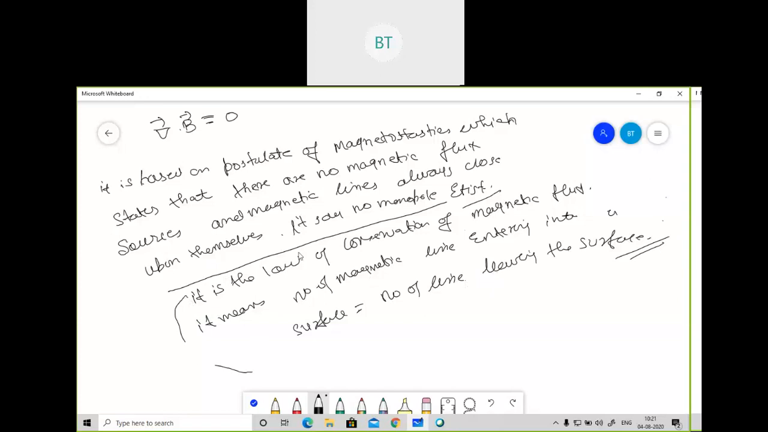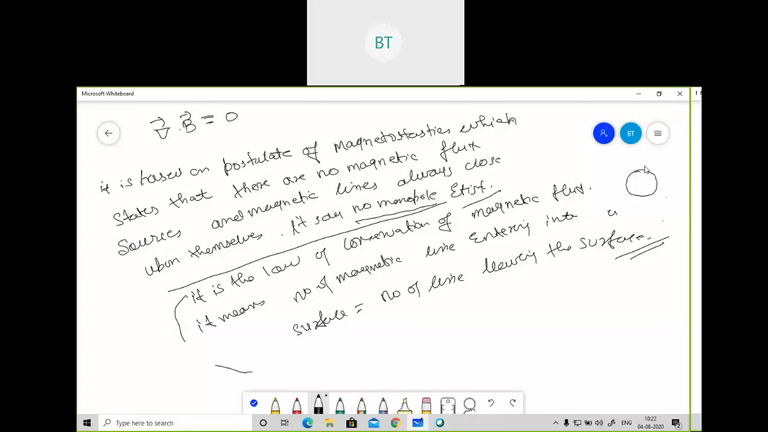So this is basically the postulate of magnetostatics, which states that there are no magnetic flux sources and magnetic lines always close upon themselves. It means no monopole exists. According to the law of conservation of magnetic flux, the number of magnetic lines entering a surface is always equal to the number of magnetic lines leaving the surface. Means how much magnetic line is entering a closed surface. If I am talking about a closed surface, suppose this is our closed surface.